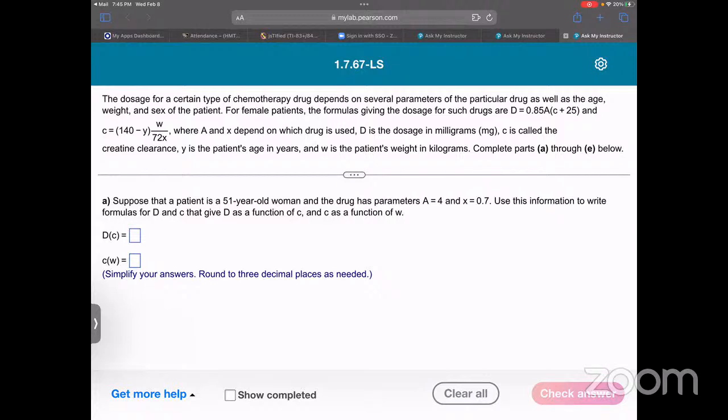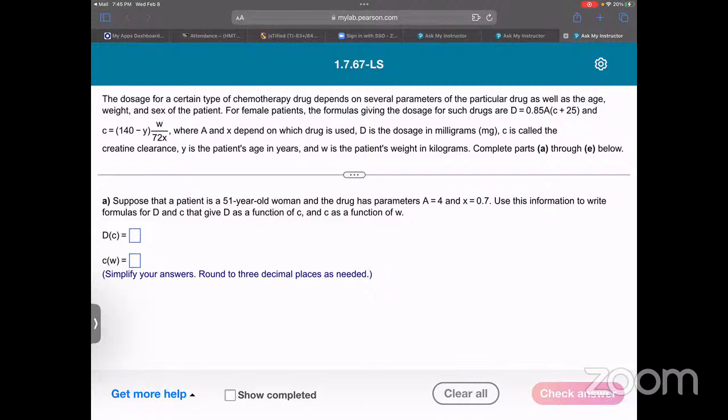What about Y? What is Y? Y is the patient's age in years, right? So I keep pausing because I'm having to read through it, going back and forth and filling in whatever gaps. So I think we can just type it here with minimal notes. So here, let's do this. Again, D is the dosage in milligrams.